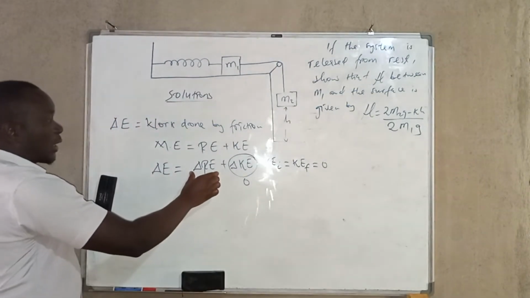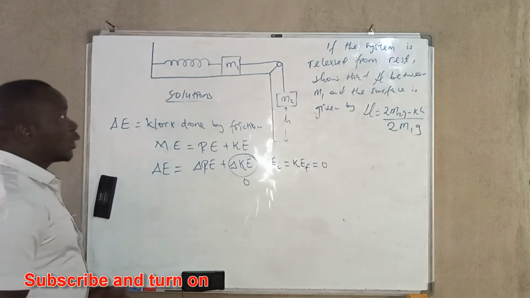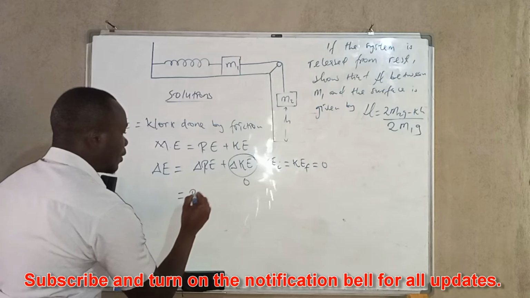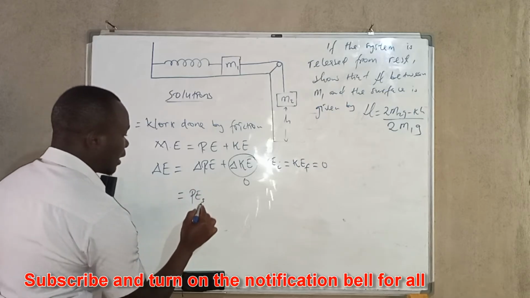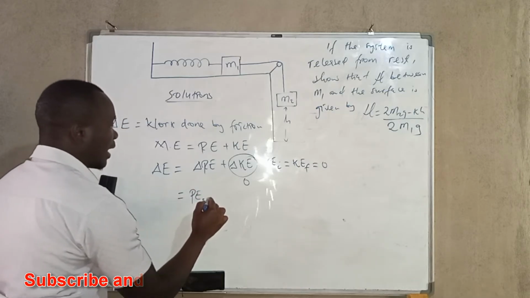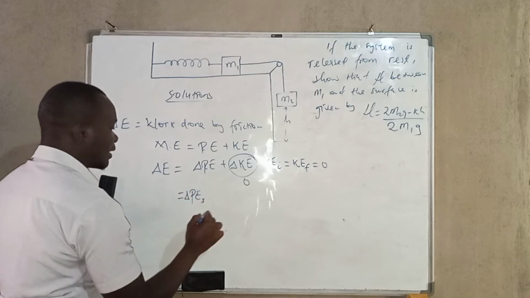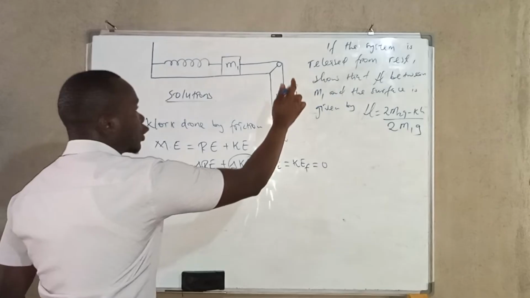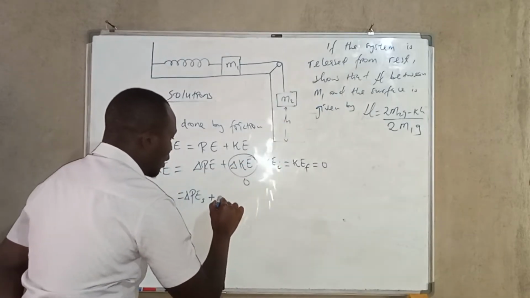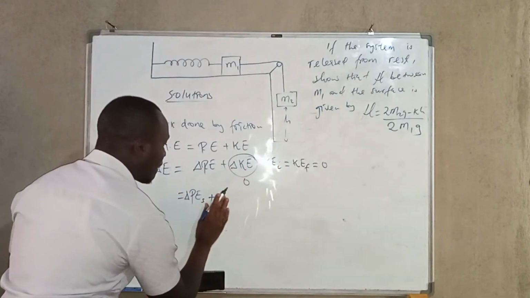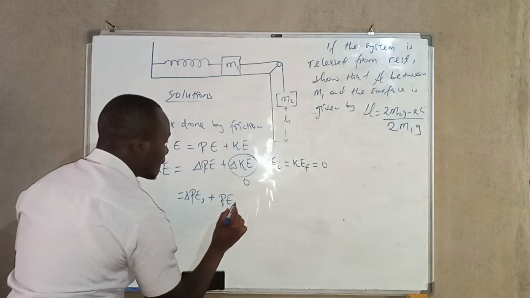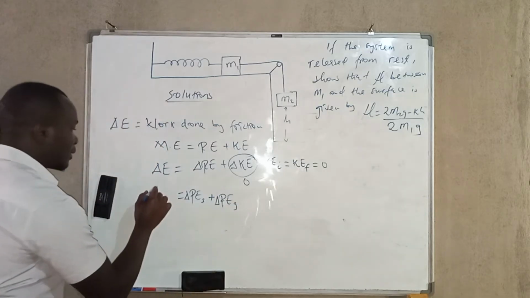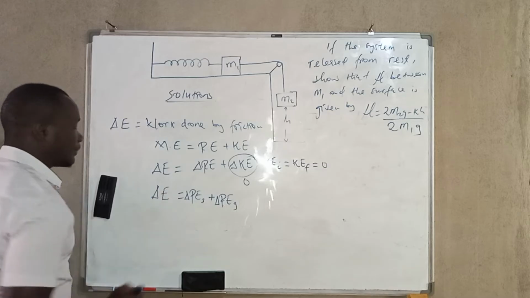But for potential energy, we have two forms. We have elastic potential energy, and also the gravitational potential energy. So let's say the change in elastic potential energy plus the change in gravitational potential energy. So this is the change in energy.